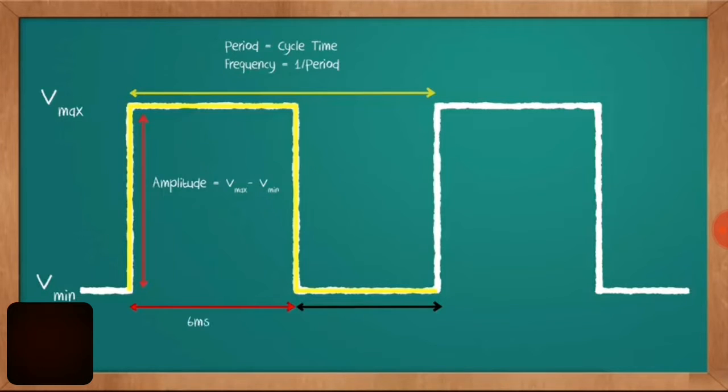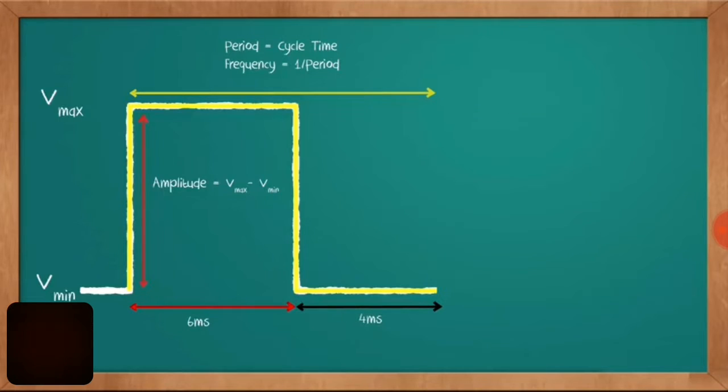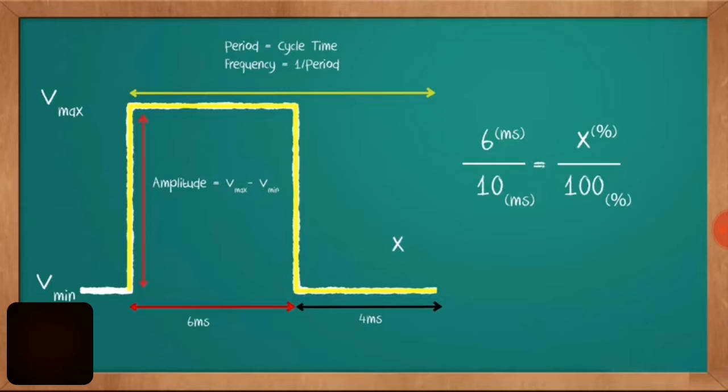Let us set our high time as 6 milliseconds, our downtime as 4 milliseconds, and our period as 10. Now, let's use a simple rule to calculate the percentage of the period in which the signal is high. 6 relates to 10 the same way as our variable in percentage relates to 100%.